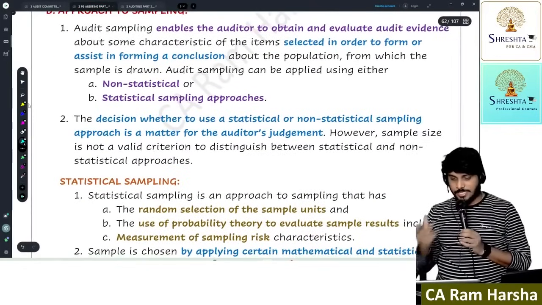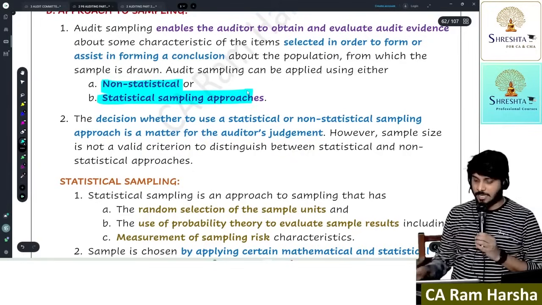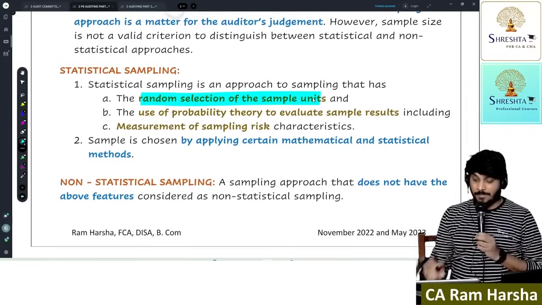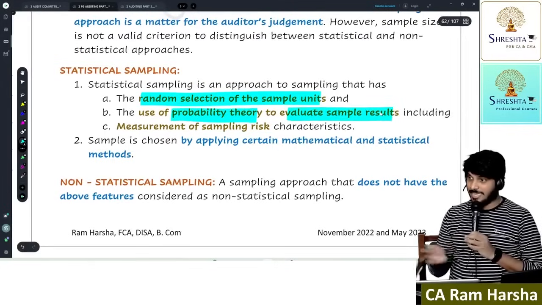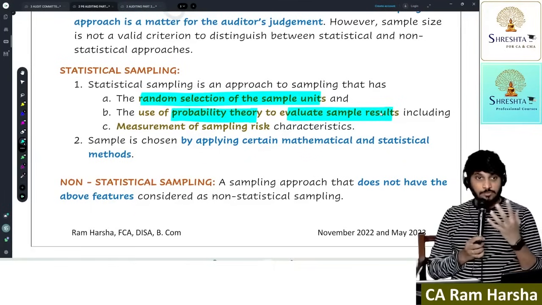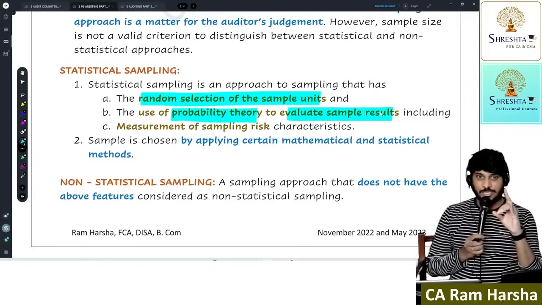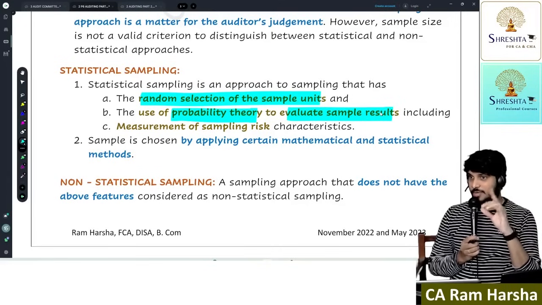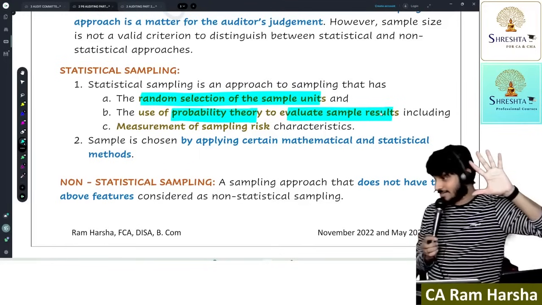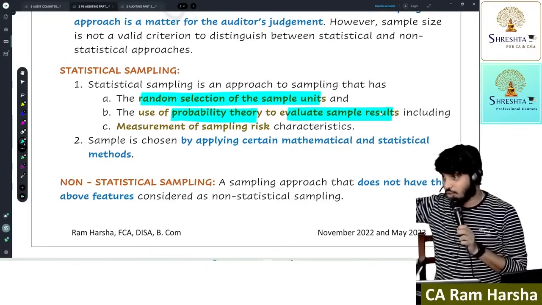Now, what is the approach to sampling? We have two approaches. One is the non-statistical approach, another one is statistical. What is the statistical approach? Where selection happens on a random basis, and we use probability theory to evaluate the sample results. Suppose out of 20 samples I have selected, out of 277, I discover one mistake. It's 5%, 1 by 20 means 5%. I naturally feel that in 277 also 5% mistakes were there. This is called probability application. But it is not as straightforward or as simple as what I told.